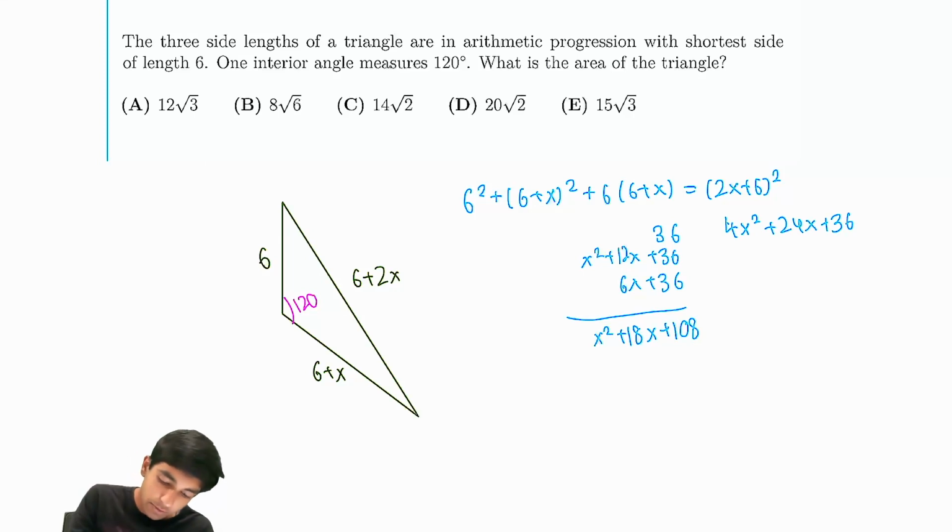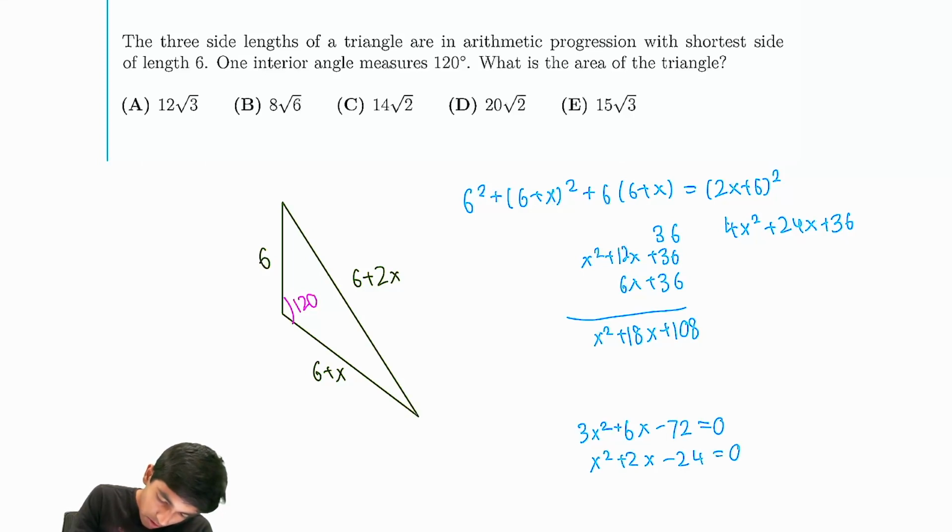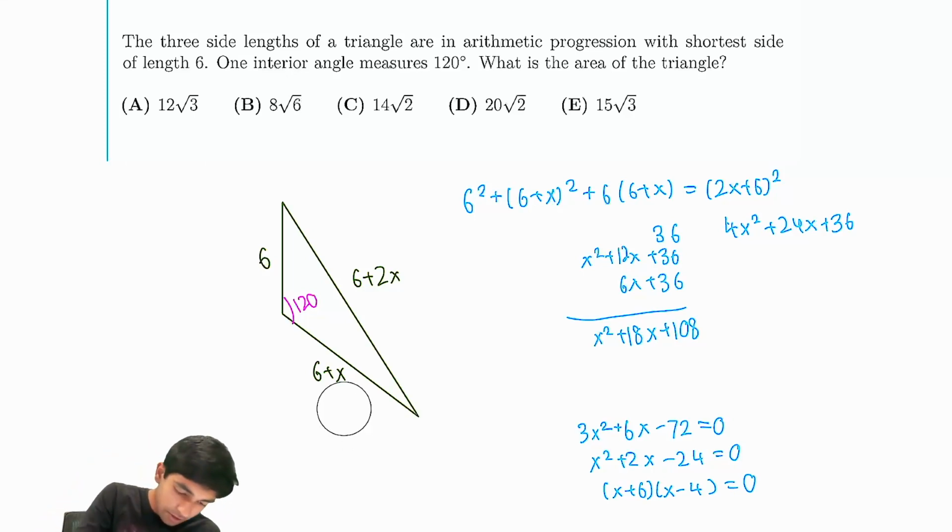And then now we just subtract. We get 3x squared plus 6x minus 72 equals 0. And then we get x squared plus 2x minus 24 is 0. Or x plus 6 times x minus 4 is 0. So x is 4. And therefore this is 10. And that's just 14. And then now it's just half AB sine C.